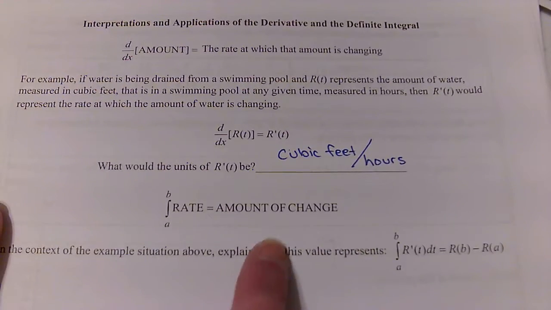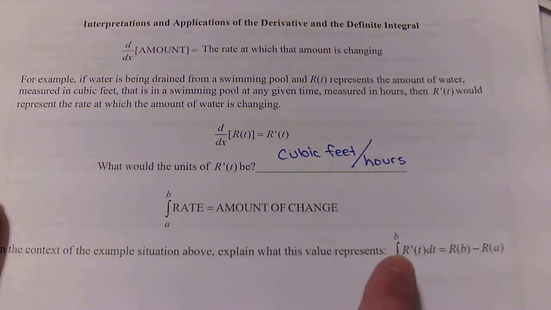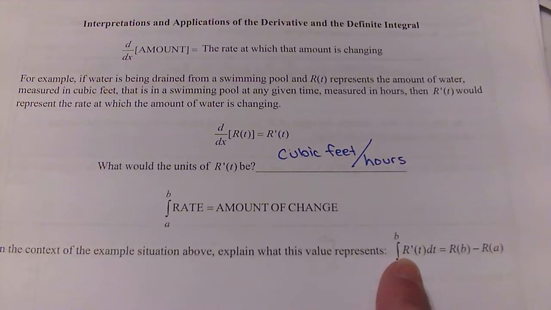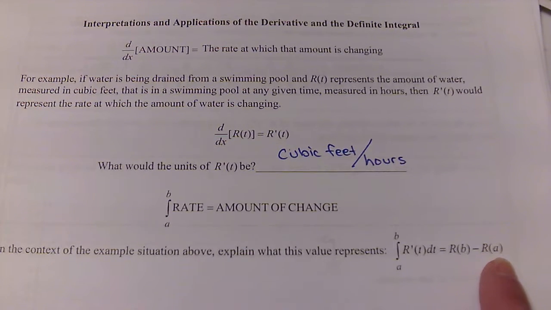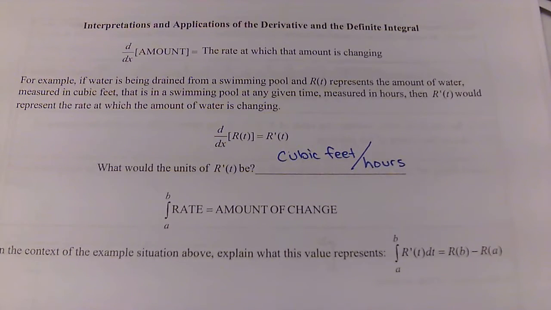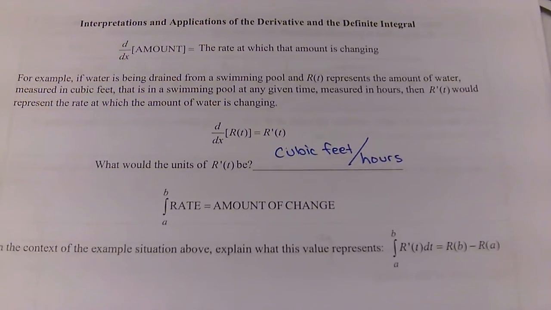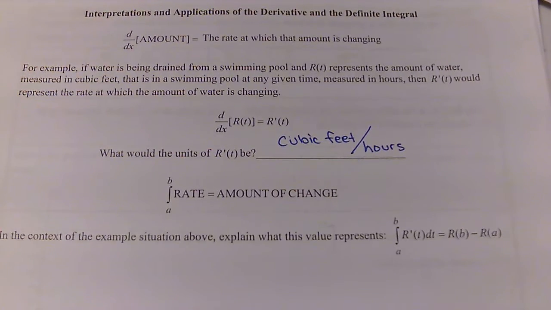So in this example, if we took the integral of the rate at which the water is changing, then we're going to get the amount of water at the end minus the amount of water at the beginning. The overall change in the amount of water.